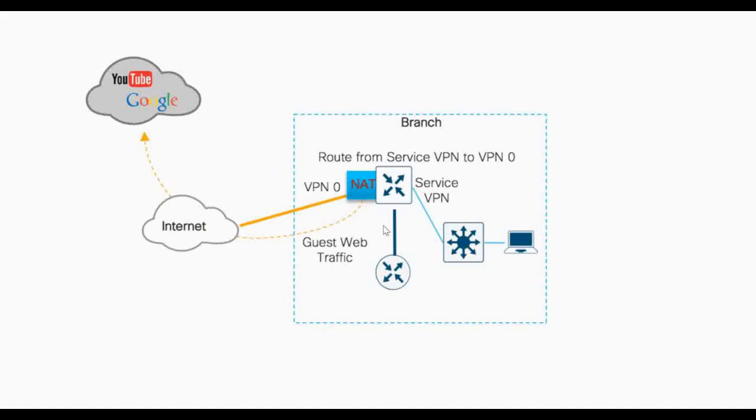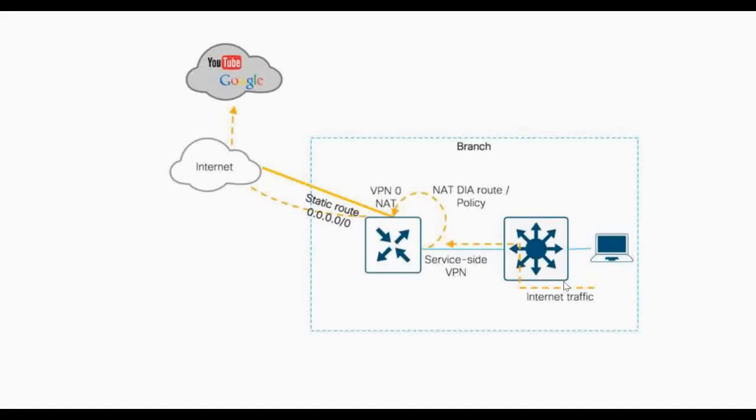So how we achieve the DIA setup is, when the traffic coming from your service VPN is destined for the internet, we send the traffic from the service VPN to the VPN 0 NAT enabled interface. From there the web traffic goes to the public internet. So when that internet traffic comes from your users, it reaches the service VPN. There we apply a NAT DIA route or a centralized data policy, so that it will get routed to the VPN 0 NAT enabled interface, and then from there we have a static route to reach the public internet.